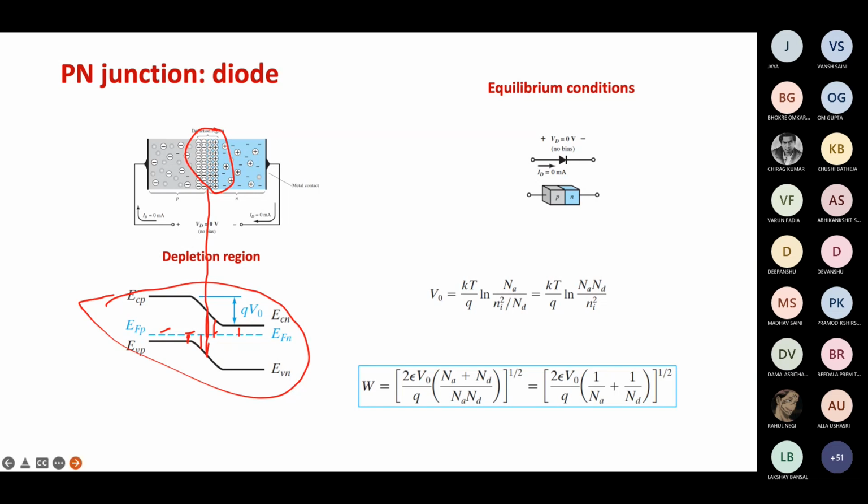So if the doping on the P side is Na and the doping on the N side is Nd, then the contact potential at the junction is given by kT/q log(Na Nd / ni squared). So the more the doping on both sides, the more will be the contact potential. And the contact potential in terms of the band diagram is also the difference between the conduction band minima on P side and N side.